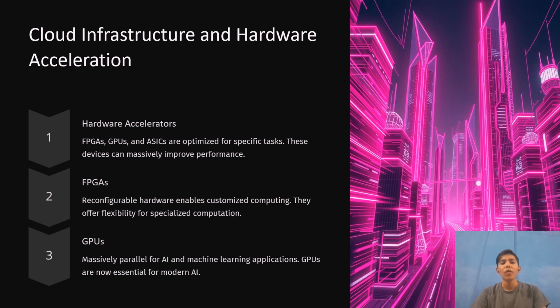Next is cloud infrastructure and hardware acceleration. So hardware acceleration: FPGAs, GPUs, ASICs are optimized for specific tasks. These devices can massively improve performance. These three devices, FPGAs, GPUs, and ASICs, are specially designed, as I said, to work on specific things. And these devices have massively improved performance.